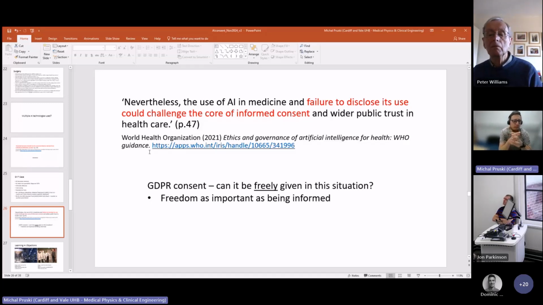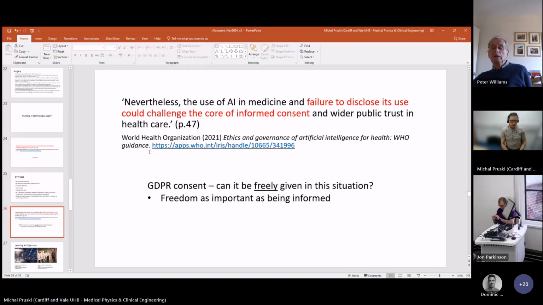And then the next statement from the World Health Organization is that the use of AI in medicine and failure to disclose its use could challenge the core of informed consent and wider public trust in healthcare. Now, as I mentioned earlier, I think sometimes there are limits to the alternatives that patients can have, which will obviously affect their freedom to give informed consent in those situations. And freedom is as important as being informed if we're looking at what consent in clinical practice is.